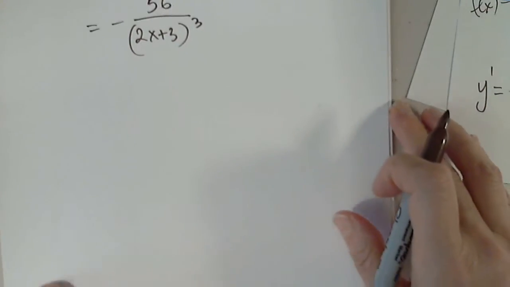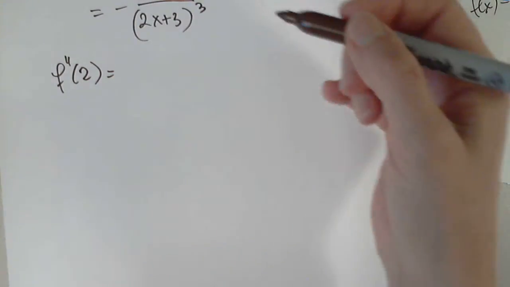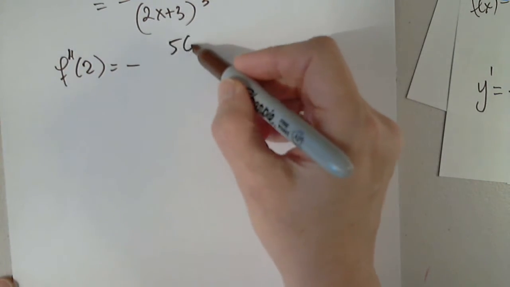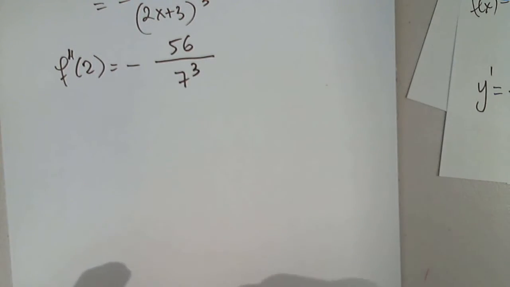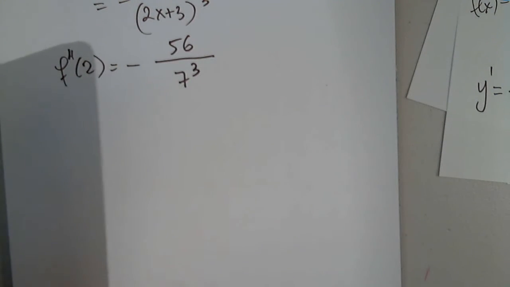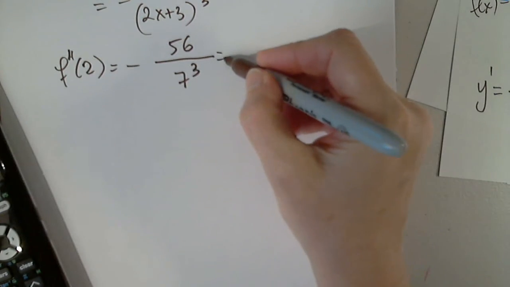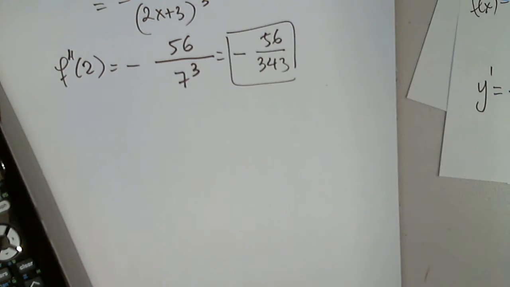And in this function, they're asking us to plug in 2. So the second derivative at 2, I don't like writing y prime or y double prime of 2, I prefer this. It's -56 divided by 4 plus 3, which is 7, to the third power. So my calculator. That is 343, and I cannot simplify in any way, shape, or form, so I will write it as -56 over 343. Very good problem.